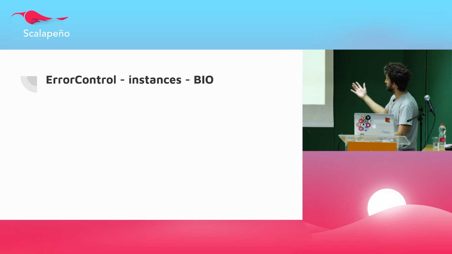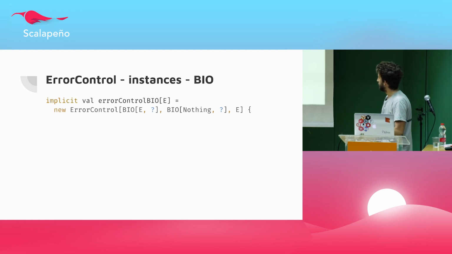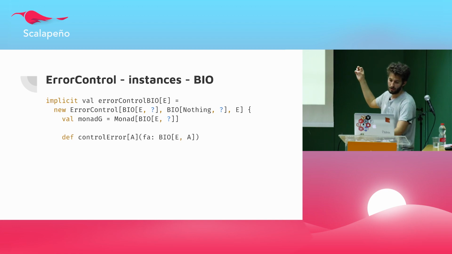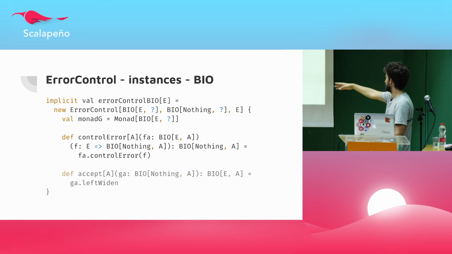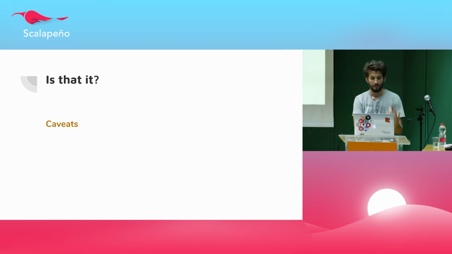What can we do with this? We can also, of course, define an error control instance. And what we do here is we say that, hey, we can go from a BIO of E, of some error type E, to a BIO where the left type is Nothing, right? So it can't have any errors because Nothing doesn't have any values in Scala. And of course, BIO of E has to have a monad instance, and we define this control error function using BIO's own function, and we use this leftWiden because Nothing is a subtype of all types in Scala. So BIO of Nothing of A is of course also a BIO of E of A using this leftWiden thing from bifunctor. OK, is that it?